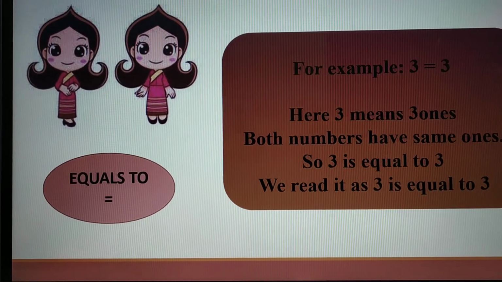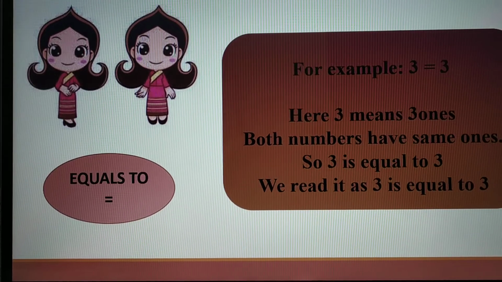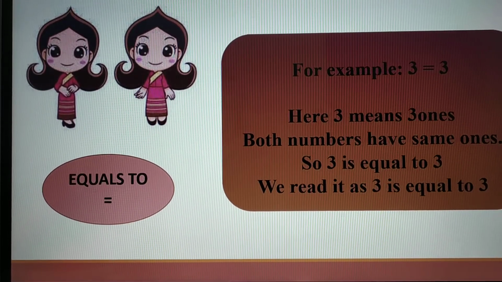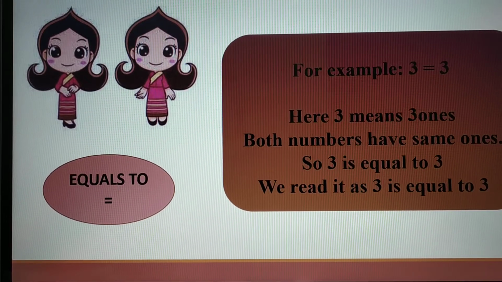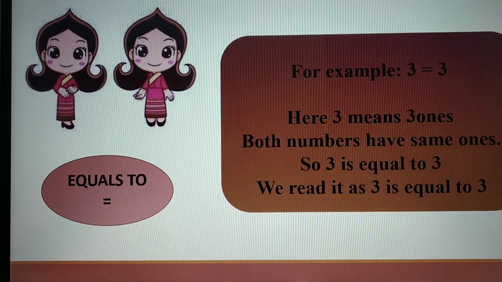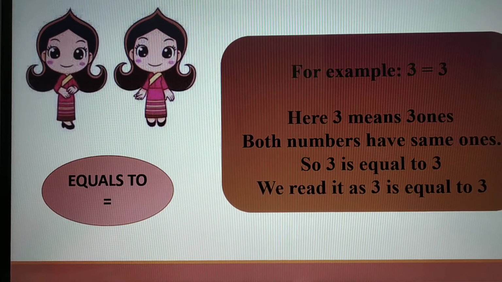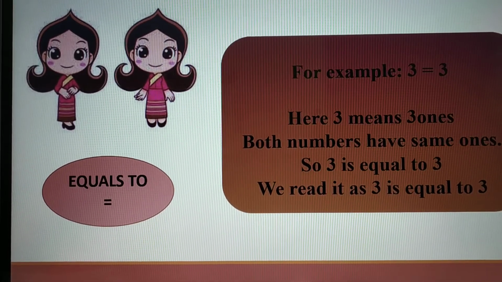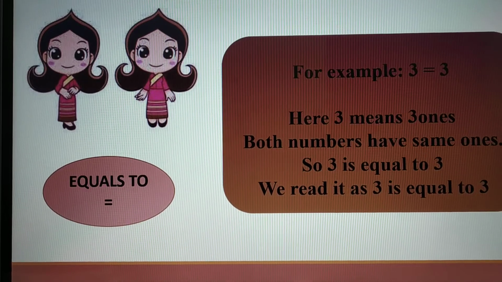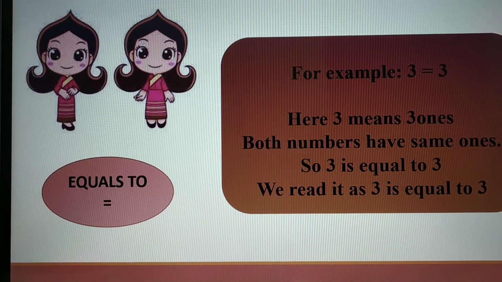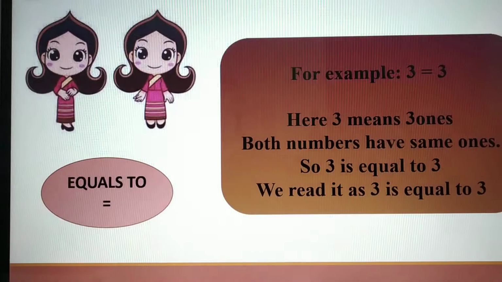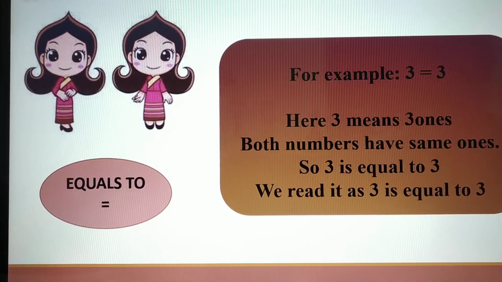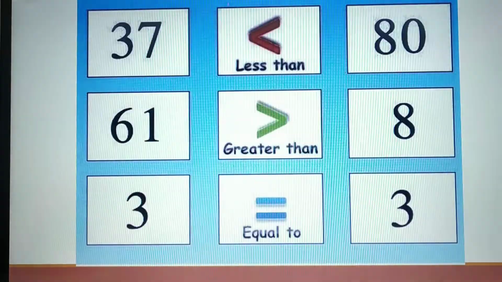Now, we will learn equal to. 3 is equal to 3. Now, both the pictures, see the girls? Both are equal, right? So no need to put greater than or less than sign. Here 3 means 3 ones. Both numbers have same ones. So 3 is equal to 3. We read it as 3 is equal to 3.